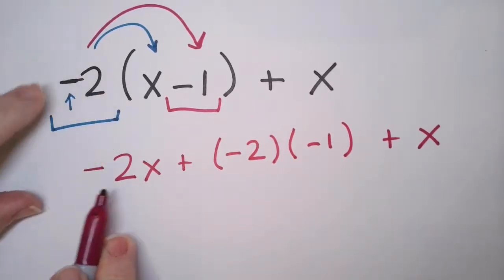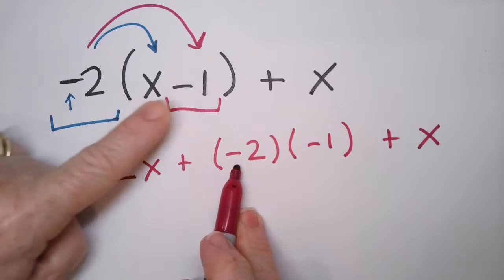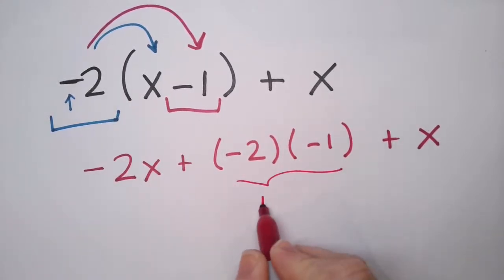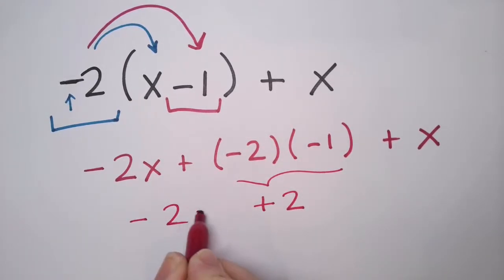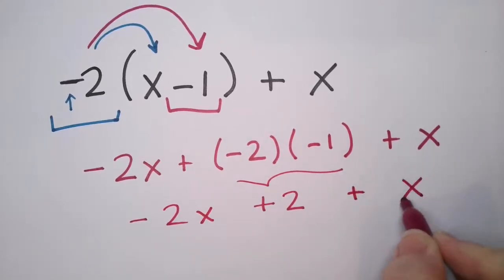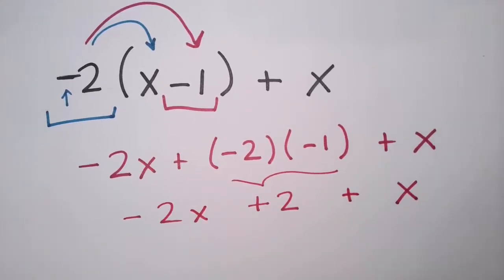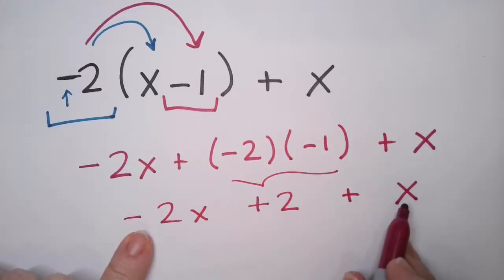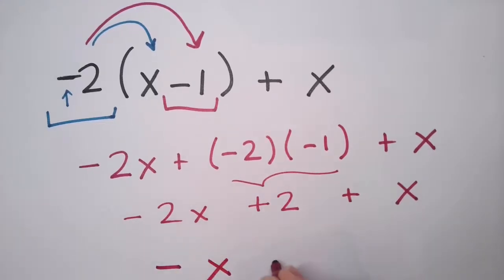Minus 2 times x, minus 2 times minus 1. This becomes a positive 2 minus 2x plus x. Are you seeing now how to do it? So plus x minus 2x, so plus 1 minus 2, that's a minus x plus 2.